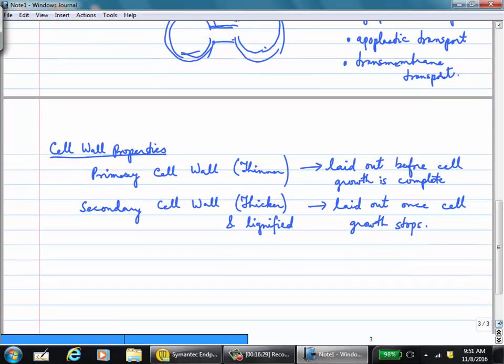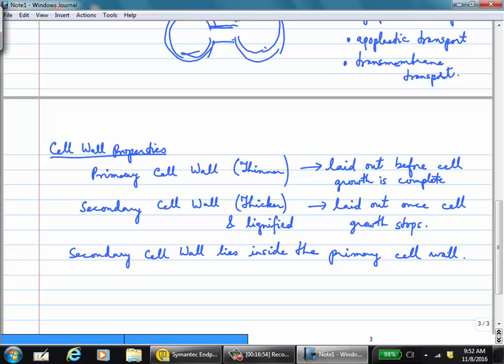And obviously, the secondary cell wall has to be inside the primary cell wall, because the cell is going to lay that out. So the secondary cell wall lies inside the primary cell wall. Now, remember, not every cell will keep this secondary cell wall. Maybe in a certain class of cells the secondary cell wall is not needed, so there might be enzymes that chew it up and you might see that it is not there. So there are differences, but this is just the overall picture.